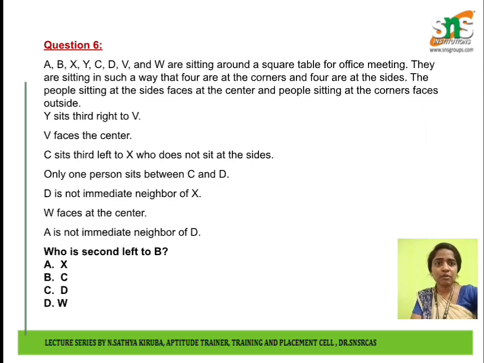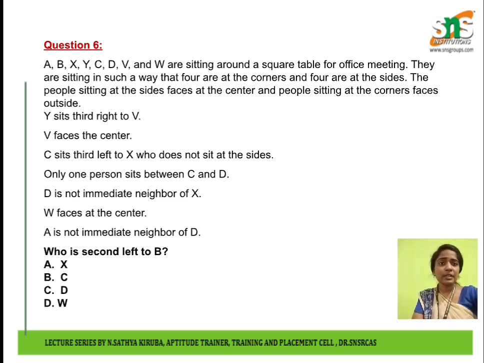Now the next set of problems: A, B, X, Y, C, D, V and W are sitting around a square table for an office meeting. They are sitting in such a way that 4 are at the corners and 4 at the sides. Whenever it is a square arrangement, 4 will be sitting at the corners, another 4 at the sides of the table. The people sitting at the sides face the center and the people sitting at the corners face outward.